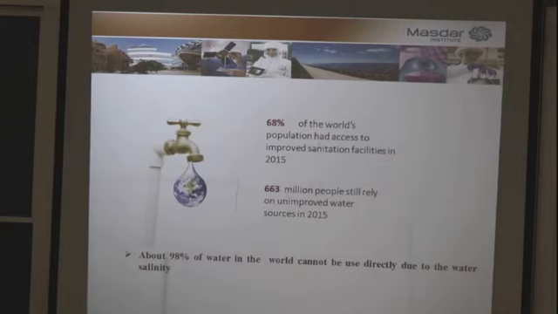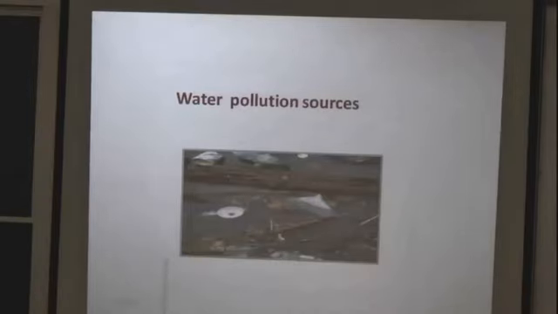And then we have water population. This is from 2015, the latest data. You can see 663 million people still rely on unimproved water sources. Unimproved means untreated water sources. They are directly exposed to natural resources of water. And 98% of water in the world cannot be used directly or indirectly.